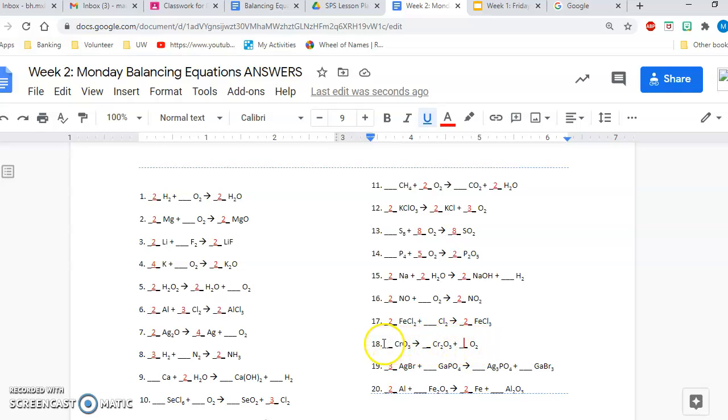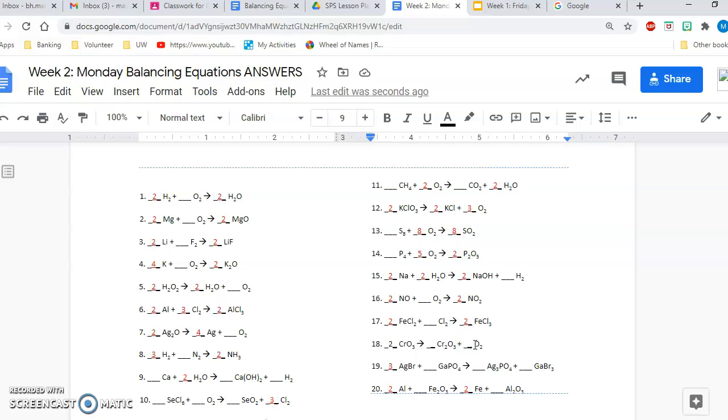So naturally what I would want to do is put a 2 in front of our chromium here. So now our chromiums are balanced. So we have 2 Crs and 2 Crs. But we have 6 oxygen on the left side and we still have 5 on the right side.